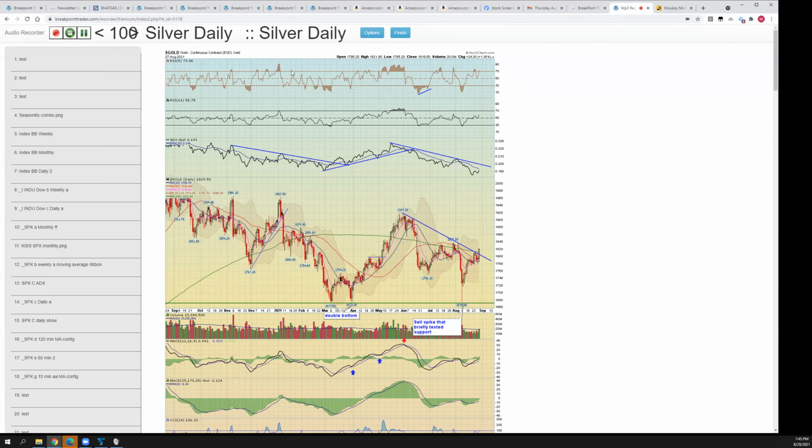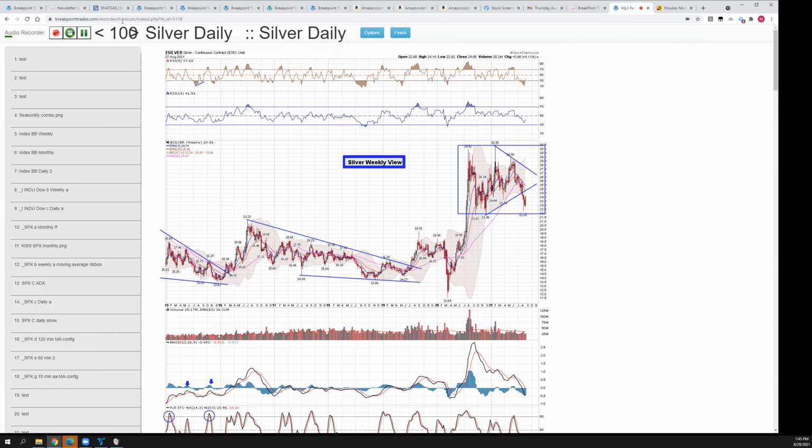Next, chart 100. Here's silver. And silver here, it's actually been this kind of wild action the last year and a half. Broke down from this big coil. That could be potential resistance up here.